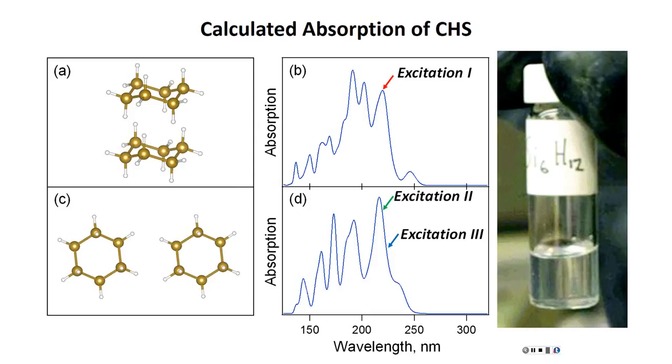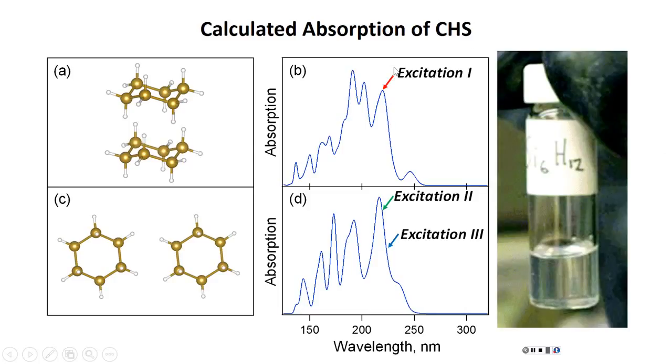And we found there is no absorption in the visible range. This picture shows the liquid cyclohexasilane, and we can see it is transparent. So this means our calculation is in qualitative agreement with experimental data in terms of absorption.